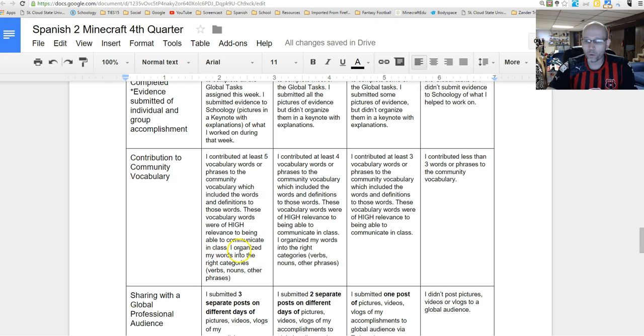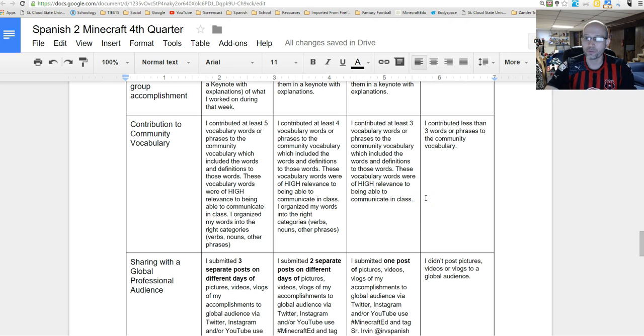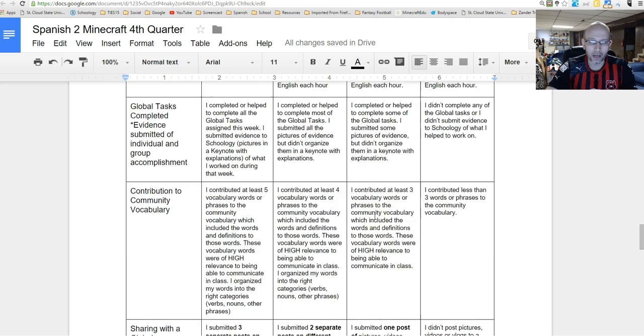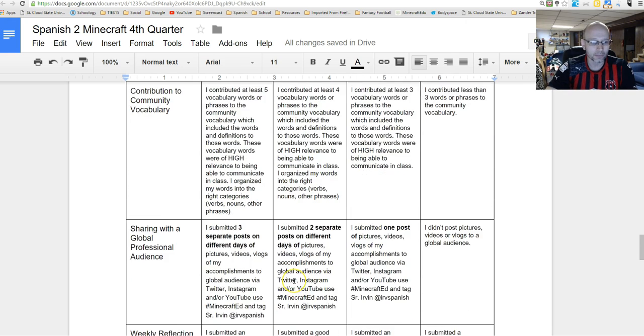And then, of course, it says I organize my words into the right categories, whether it be verbs, nouns, or other types of words. And we may even develop more types of lists here. And it says 5 words here. It goes to 4, and then the 3 words for the entire week, basically. And then down here, I contributed less than 3 words or phrases, or I didn't contribute at all, would be in the needs improvement section.